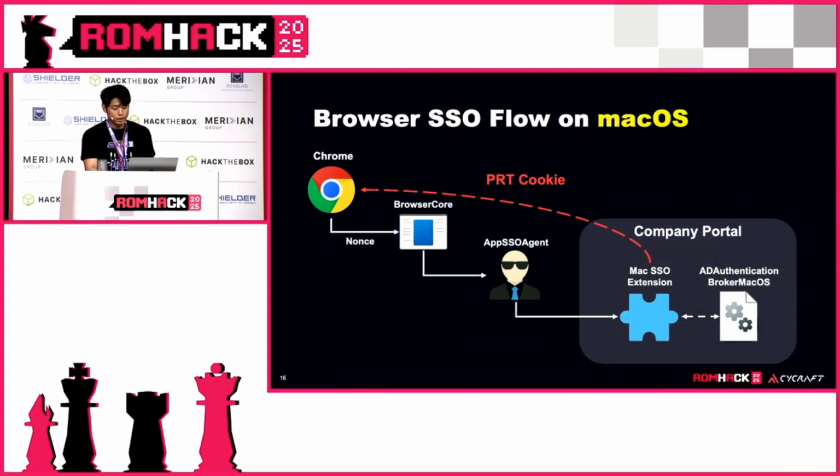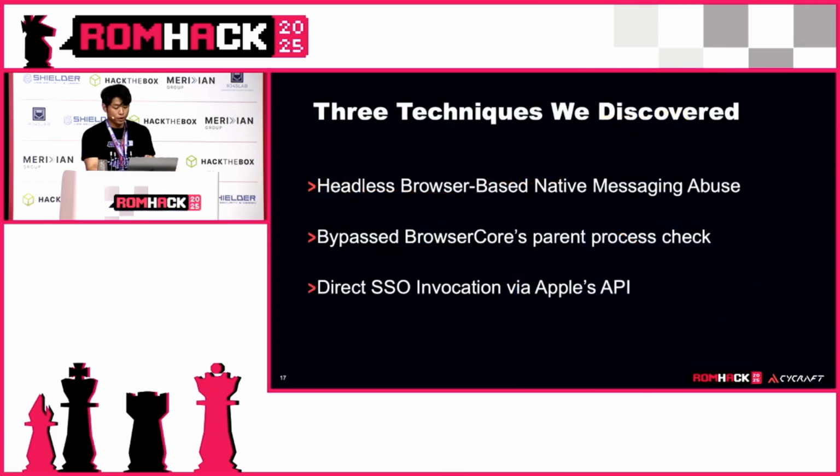From the diagram, we can see that macOS provides an AppSSOAgent to handle requests from different vendors. And unlike Windows, macOS doesn't have LSASS. So here, the macOS SSO extension inside Company Portal is responsible for computing the final PRT cookie. And at the same time, any request passed into the Company Portal will also go through the AD authentication framework, which validates whether the caller is legitimate or not. Now that we've mapped out the macOS ecosystem, let's move forward.